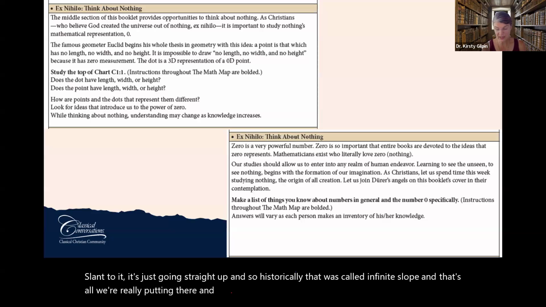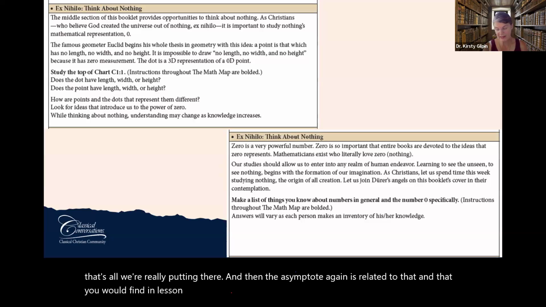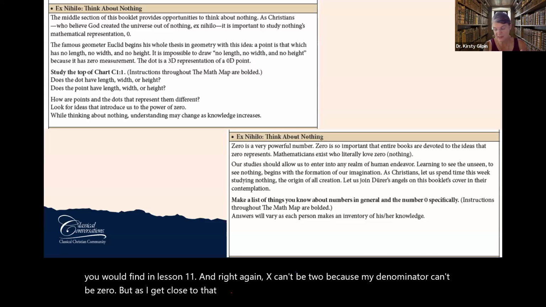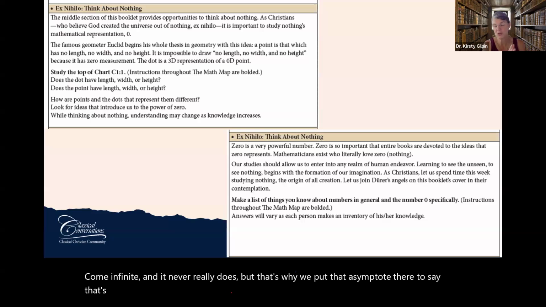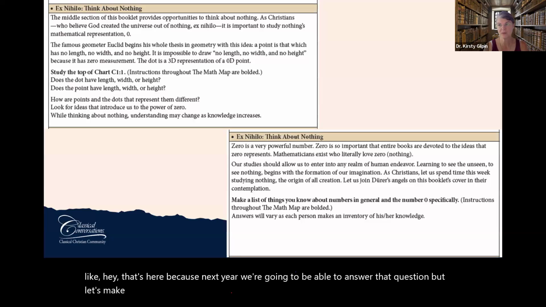And then the asymptote, again, is related to that, and you would find it in lesson 11. Again, x can't be 2 because my denominator can't be 0. But as I get close to that, what's happening to the slope of my line? Well, my line would become infinite, and it never really does, but that's why we put that asymptote there, to say that's what I'm approaching. So that's a great example of where you may say to your students, hey, that's here because next year we're going to be able to answer that question. But let's see if we can look for the answer to that as we work through this year.